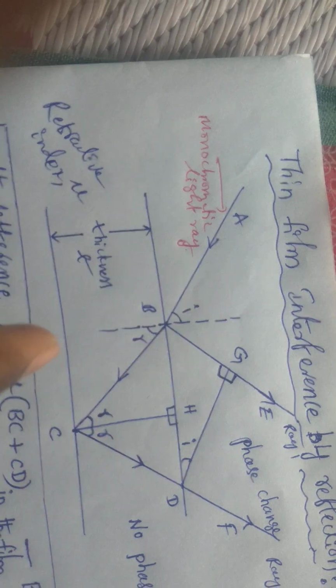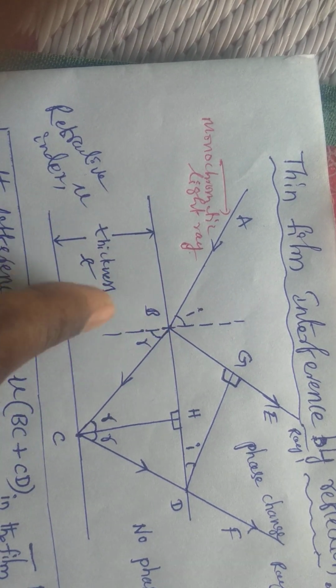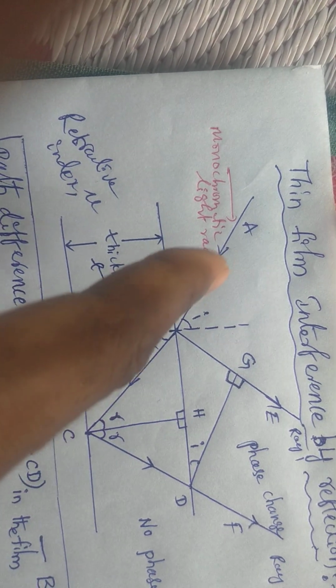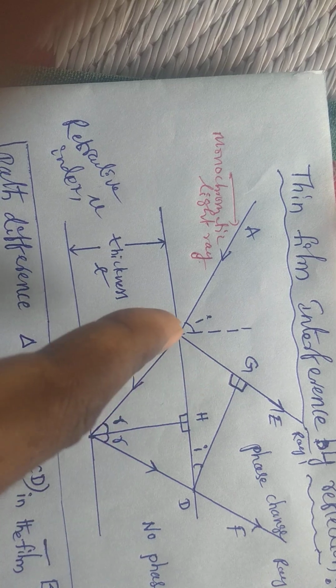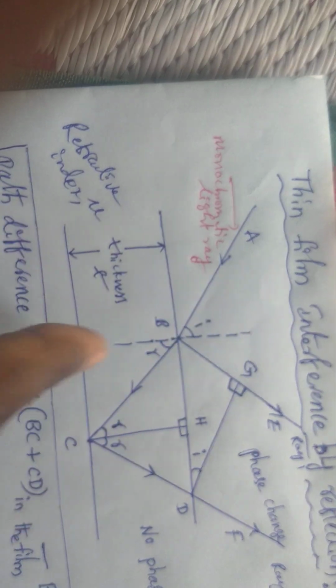Here the film thickness is small t and the film has a refractive index value mu. Here the light is reflected at point B and point C. Okay, so this is a normal line here.